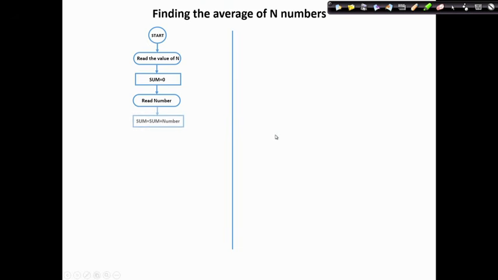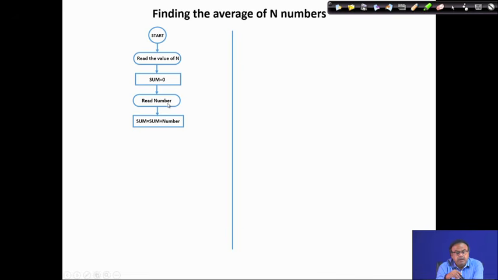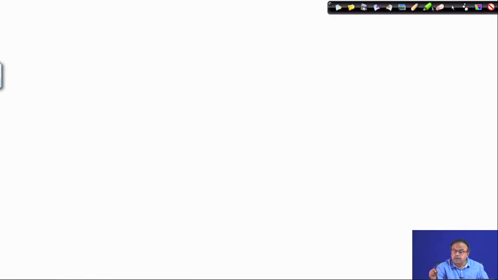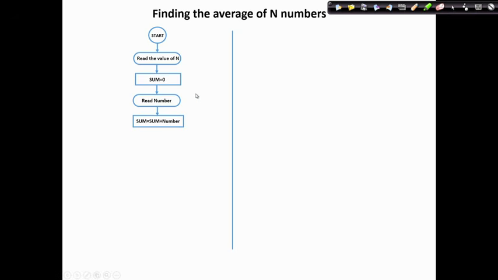The reason will be very clear soon. So, next what do I do? I read the number, then sum is sum plus number. So, I take the sum, which was 0, and add that number. Which number? The number that I just now read. Say I just read number 5. So, I read number 5 and I have added that number with sum. So, sum is now 5.